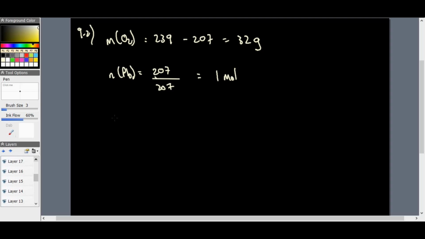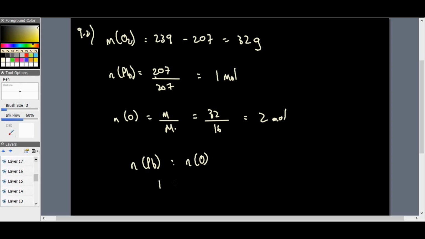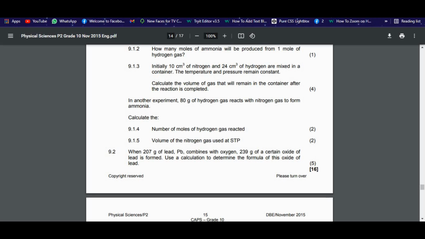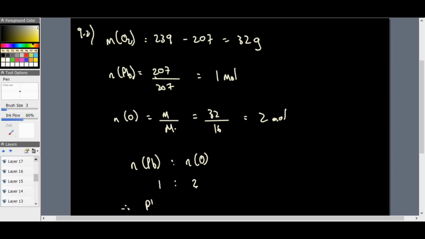It's reacting here. Number of moles of oxygen is mass divided by molar mass, which should be 32 divided by 16, the molar mass of oxygen. That should give me 2 moles. So my mole ratio of lead to oxygen is 1:2. Therefore, the molecular formula of this certain oxide of lead is Pb, 1 for lead, O2. And my question is complete.